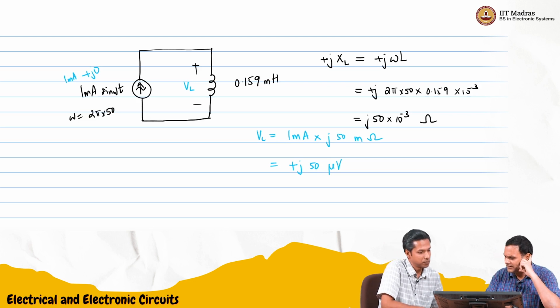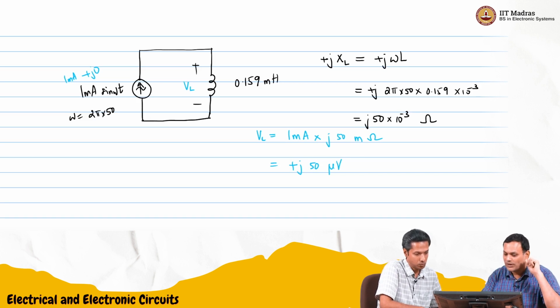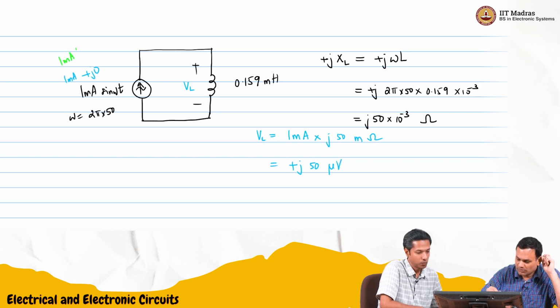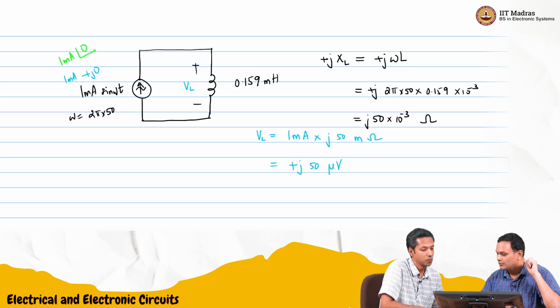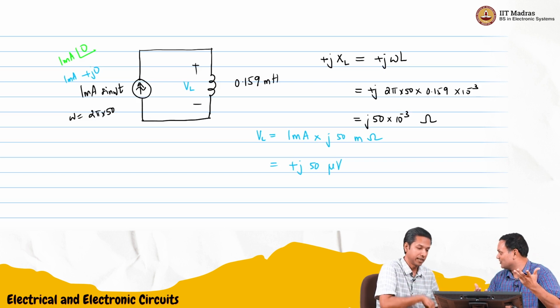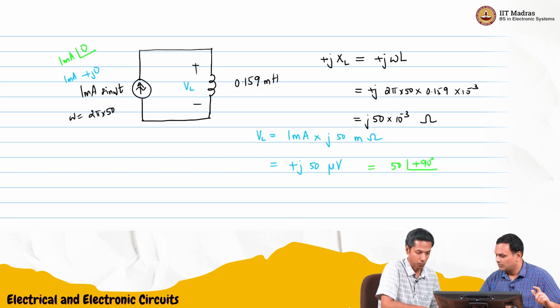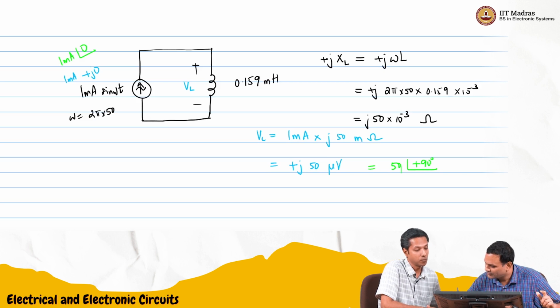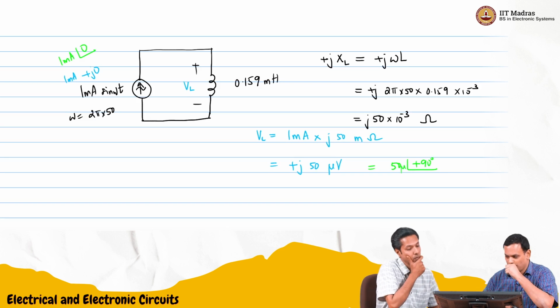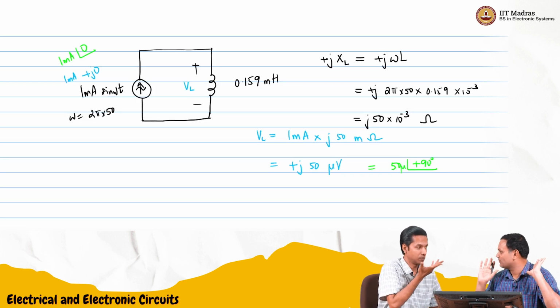So it looks like in this case clearly the voltage is leading the current. This was 1 milliamp angle 0. But this plus J has a 90-degree phase shift. So you can write this as 50 micro angle plus 90 microvolts. So it is leading the current, which is what we expect.